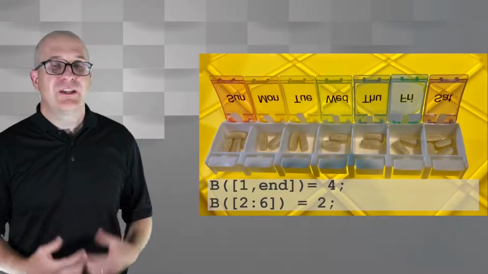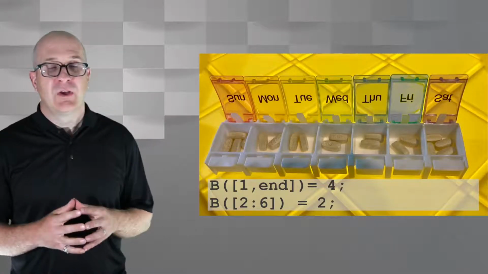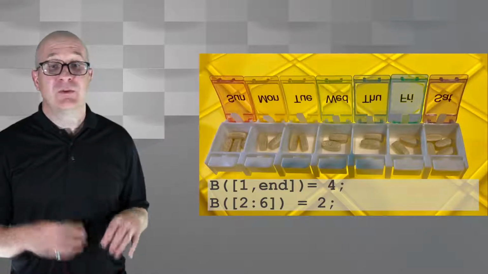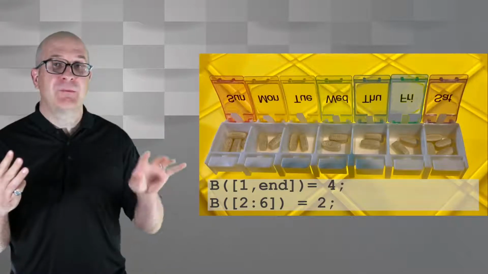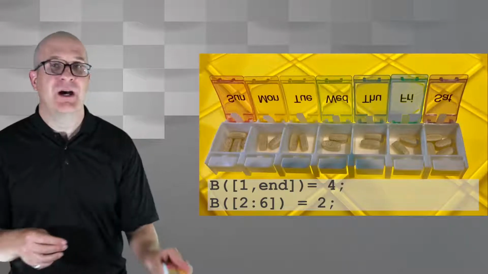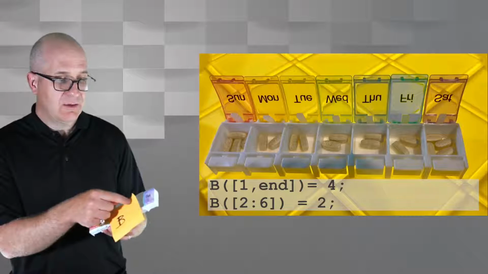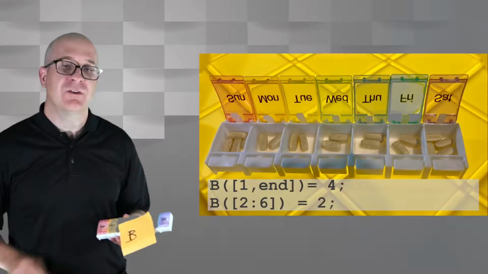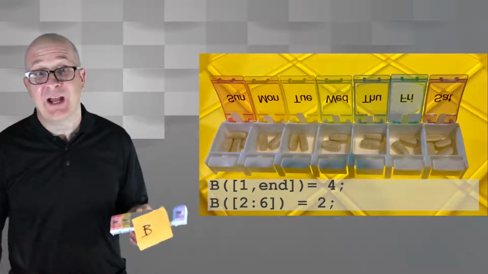So let's do a little bit of retrieval time here and see if we can try some other things. What if I wanted to place the value 3 in the first, third, 5th, and 7th entries of this pillbox? In other words, I want to place Sunday, Tuesday, Thursday, and Saturday. I want to place 3 vitamins in each of those container positions. How would I do that? See if you can give that a try.